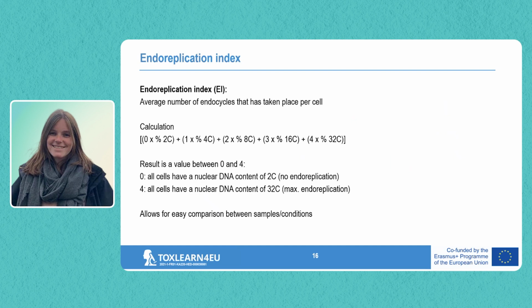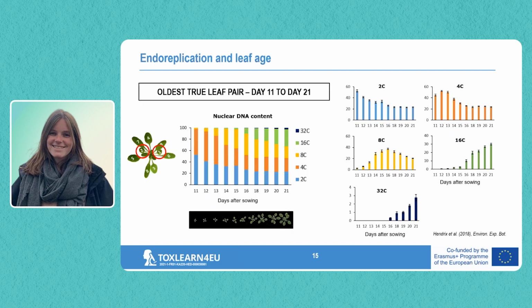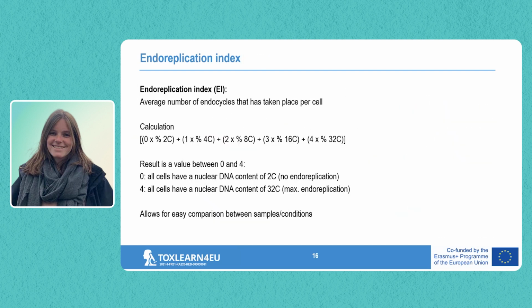Now there is also another parameter that we calculate, which is the endoreplication index. And this is the average number of endocycles that has taken place per cell. So how do we calculate this? We just base ourselves on these percentages here. And we multiply each percentage by the number of endocycles that is needed to reach that ploidy level. So for 2C, that's 0, because a 2C cell has not undergone endoreplication. For 4C, you multiply with 1, 8C with 2, 16C with 3, and 32C with 4.